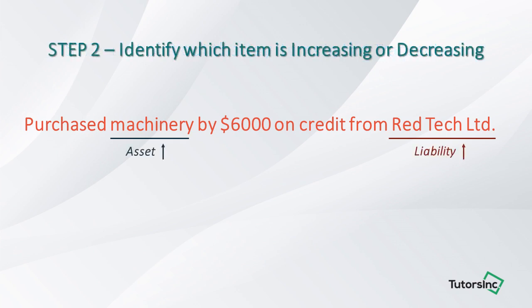Step 2. Identify which item is increasing or decreasing. The first item identified in this transaction is machinery. Since machinery is an asset, we can say that in this transaction the value of assets is increasing as we are purchasing new machinery. Similarly, the next item identified is RedTech Limited. As the machinery was purchased on credit from RedTech Limited, we can say that RedTech Limited will be treated as a liability for the business. And so, because of purchasing machinery on credit, the value of liabilities will also be increasing.